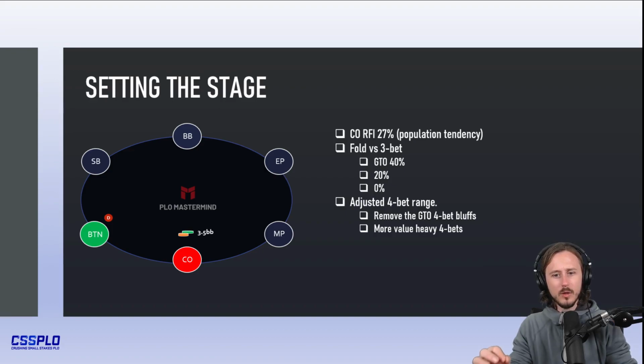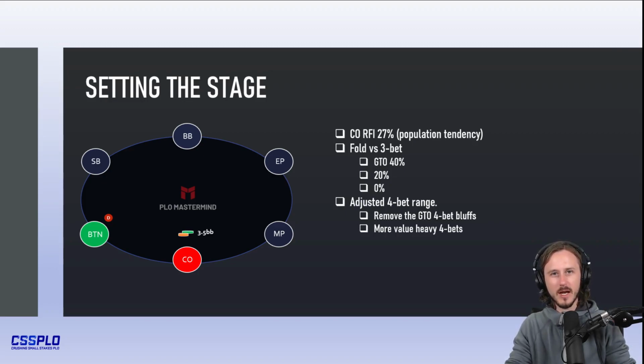Now then, we set the simulation as a fold versus 3-bet here. We run simulations with a 20% fold versus 3-bet. We run simulations with a 0% fold versus 3-bet. And we already have the 40% fold versus 3-bet in the GTO simulation. Now lastly, what I did here was I adjusted the 4-bet range by the cutoff slightly to make it a little bit more accurate towards how people are actually 4-betting here.